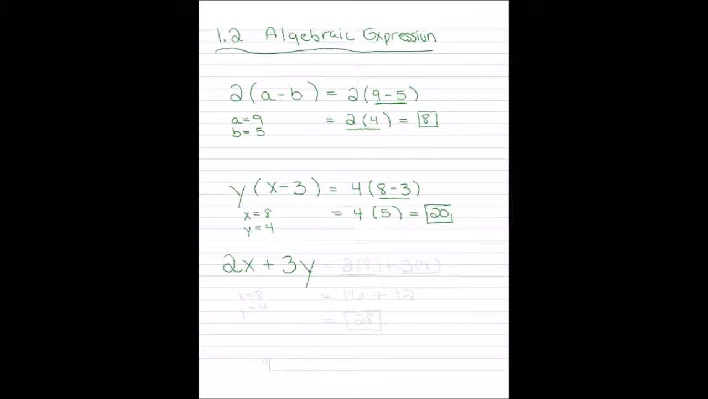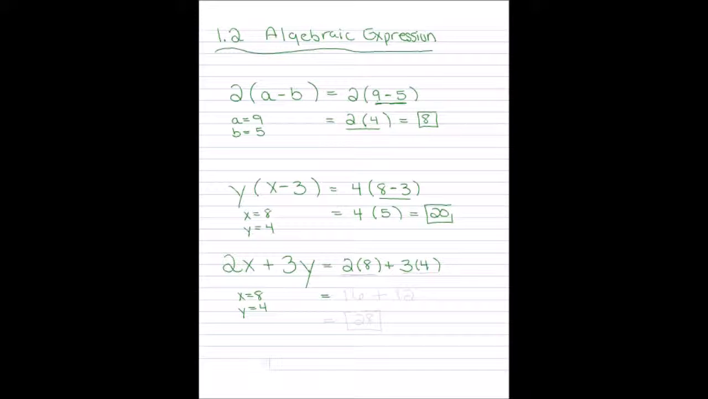And last but not least, let's actually use the same variables. Let's say x is equal to 8 and y is equal to 4. So I do my substitution. I have 2. When you see 2 and x together like that, that means that's multiplication. So this is going to be 2 times x. My x value is 8. So notice how I write the 8 in parentheses. 2 times 8, plus 3 times my y value. My y value is 4. So I put 3 times 4.